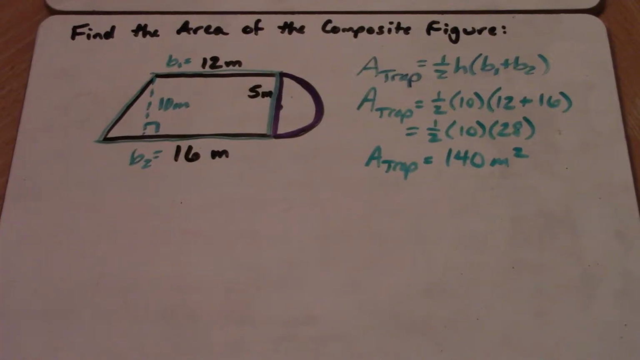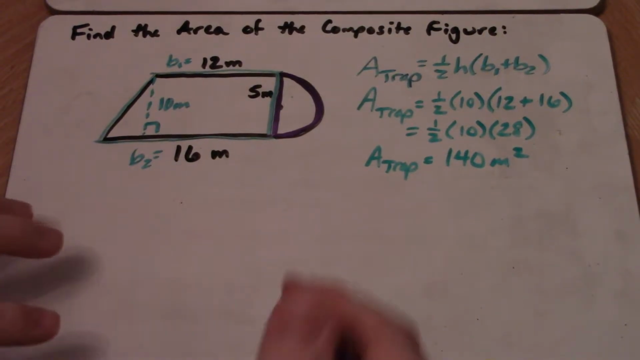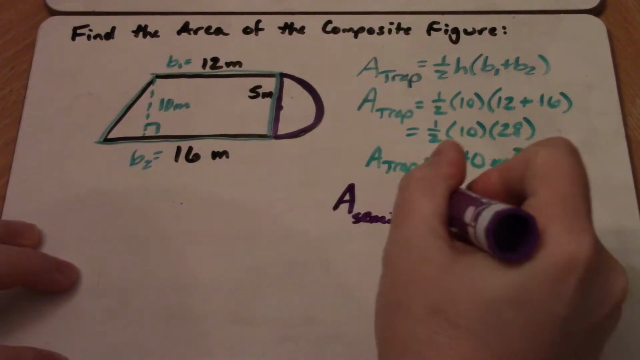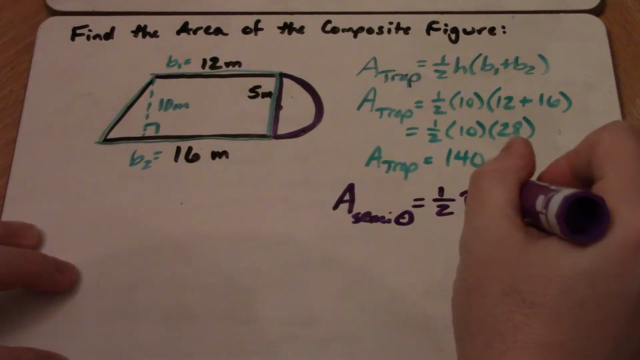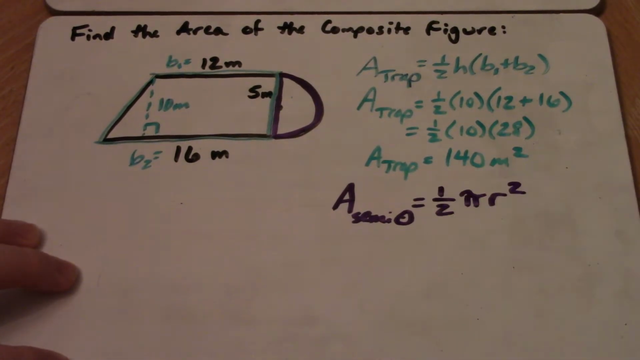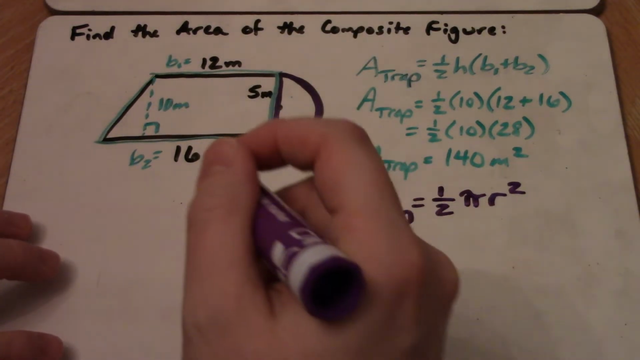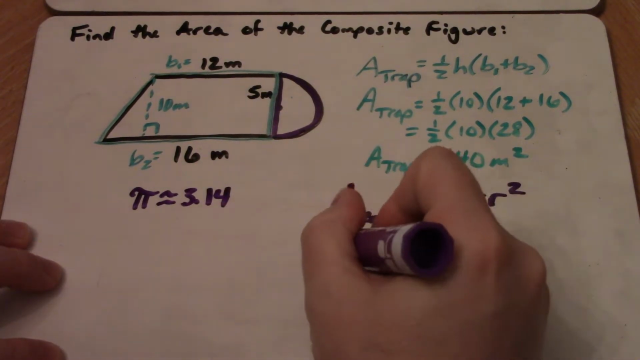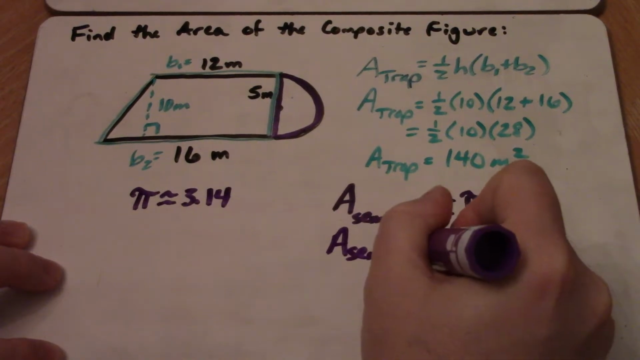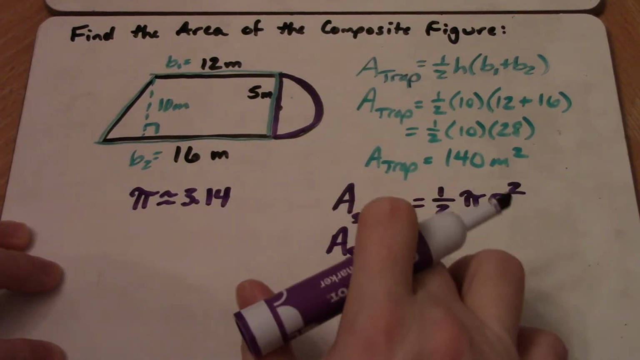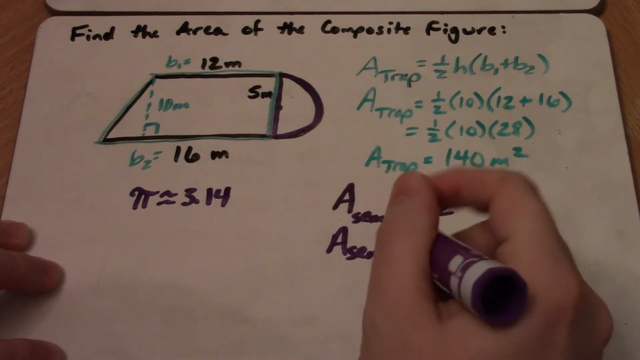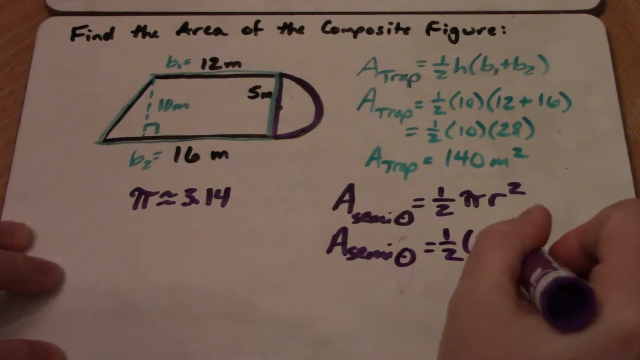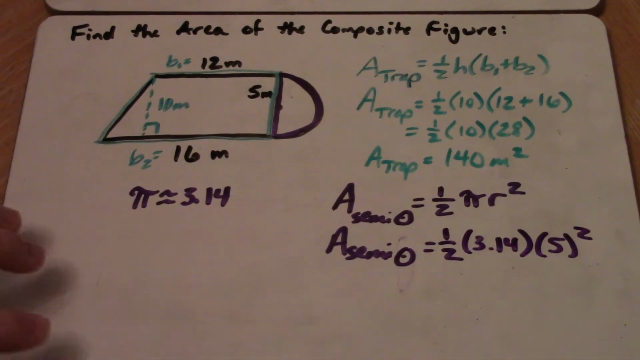Now, for the semicircle, semicircle means half of a circle, the area of that is 1/2 pi r squared. Now in this case, and on your homework, we're going to go ahead and estimate the value of pi. We're going to let pi be about 3.14. So the area of our semicircle is 1/2 times 3.14 times 5 squared.